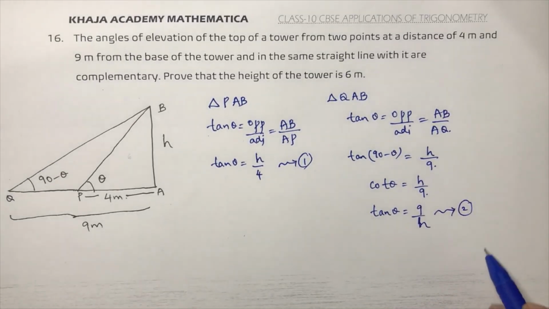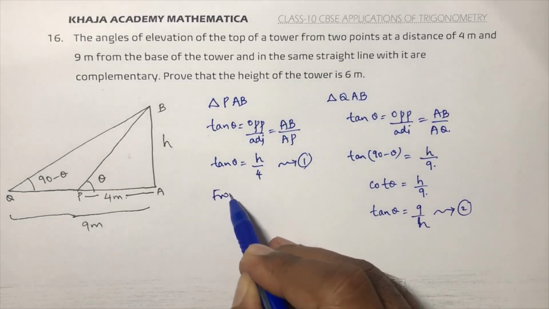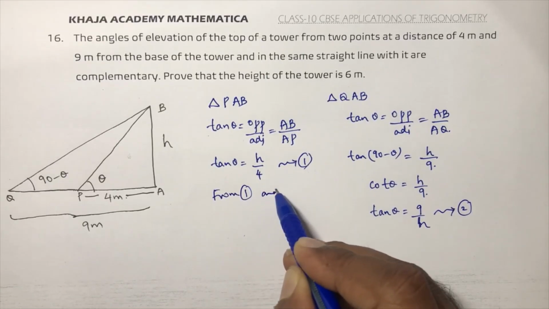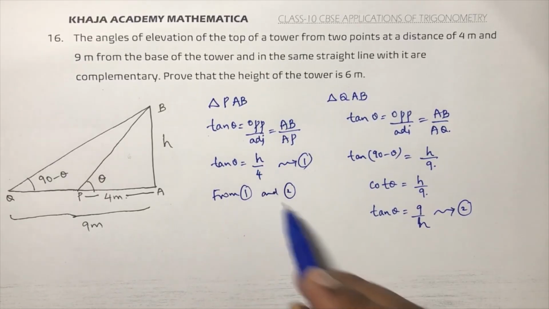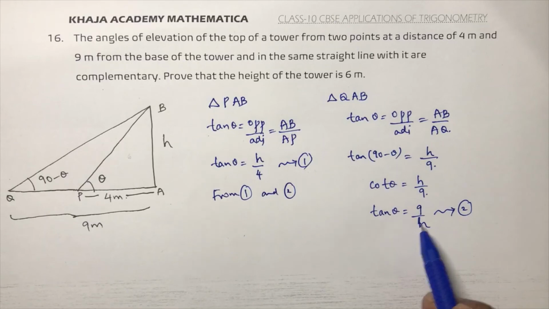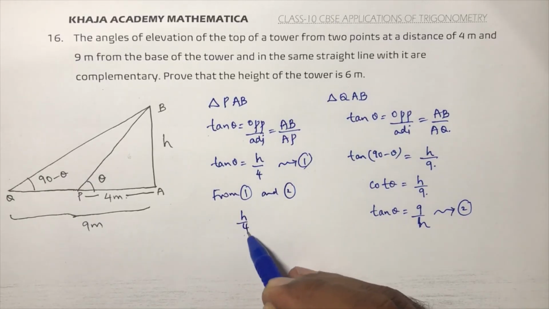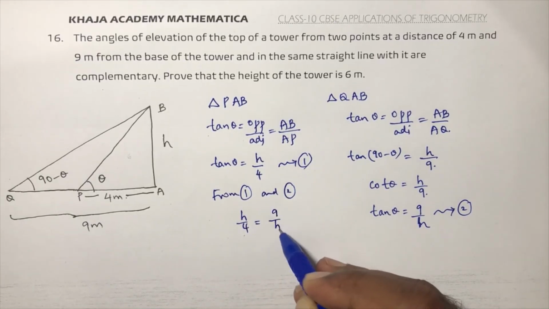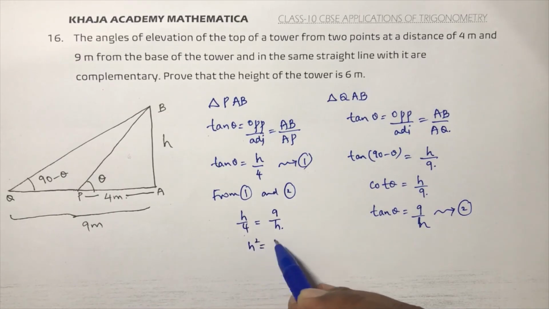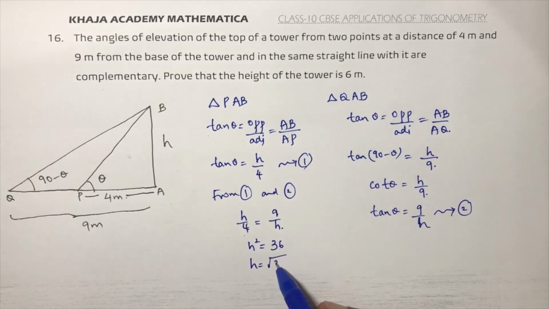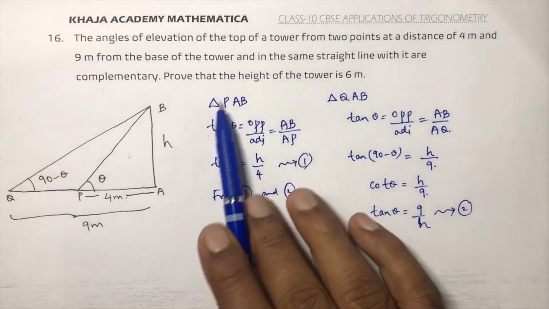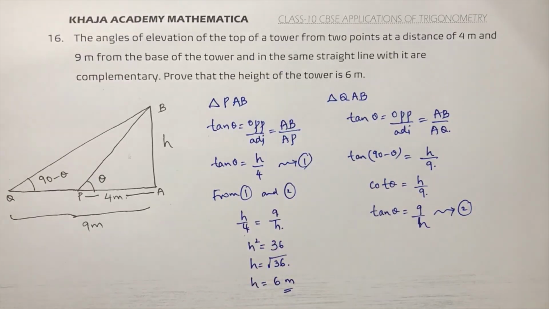Equation 2. From 1 and 2, see, tan theta is H by 4. Tan theta is 9 by H. So I can write H by 4 equals 9 by H. So H square equals 4 into 9, 36. H equals root 36. Root 36 is 6 meters. Therefore, the height of the tower is 6 meters.